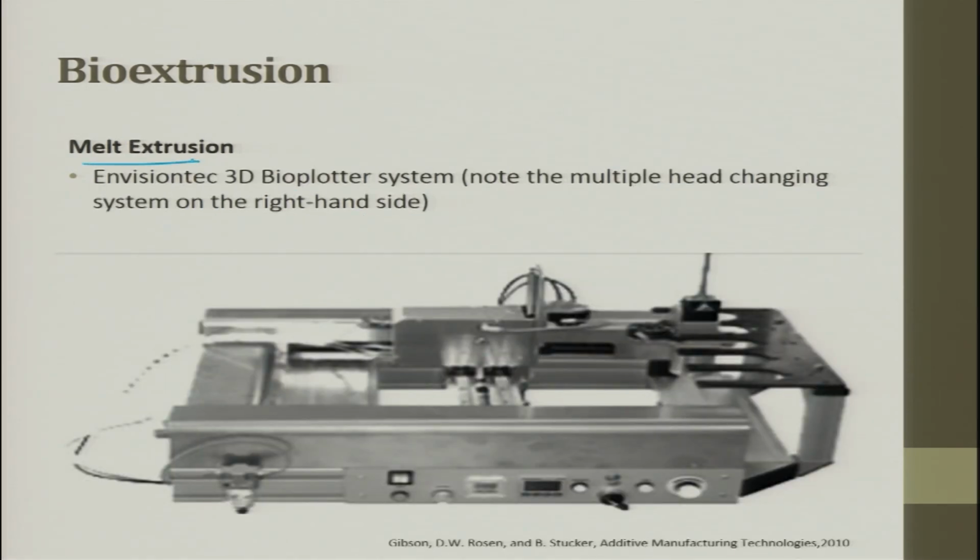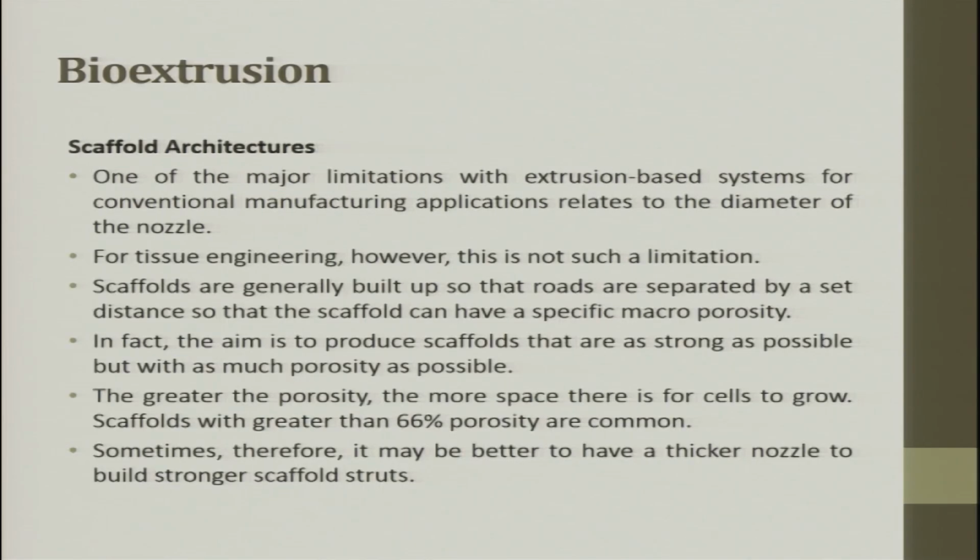So, this is one of the bioplotters which is used. You can see here the places where you keep the cartridge material, and this is the table which is used. The machine looks to be a desktop machine. So, here are the cartridges which we keep for multiple materials. Selectively, as you want, you can use them.